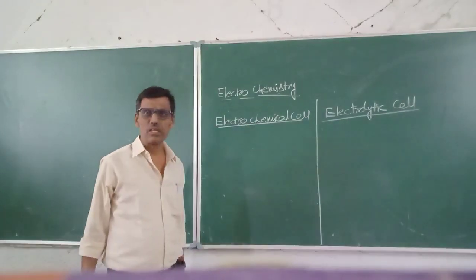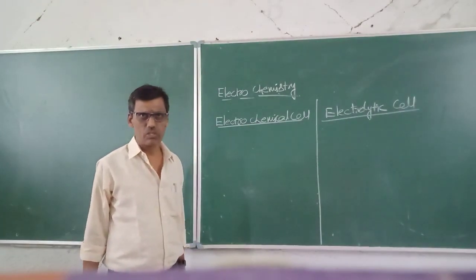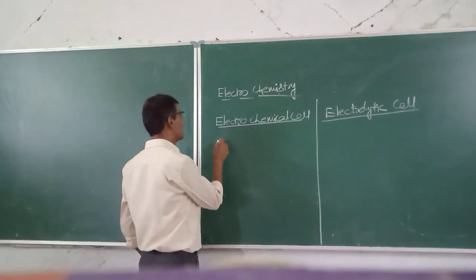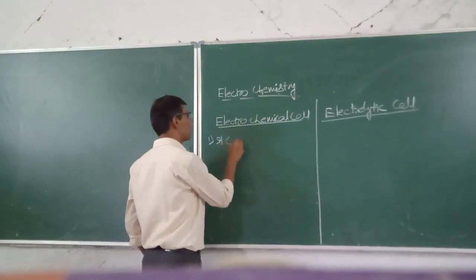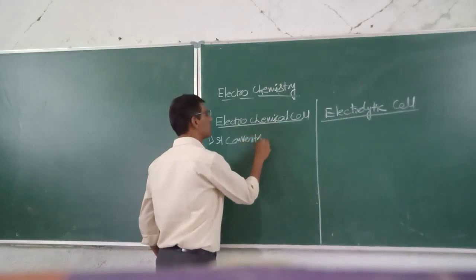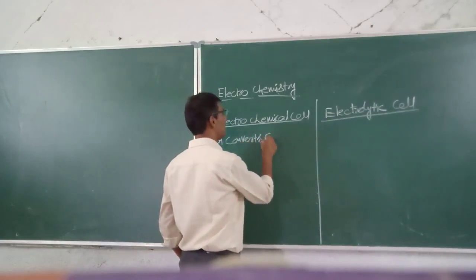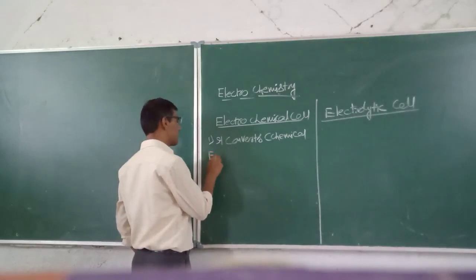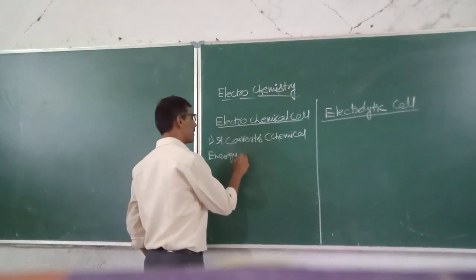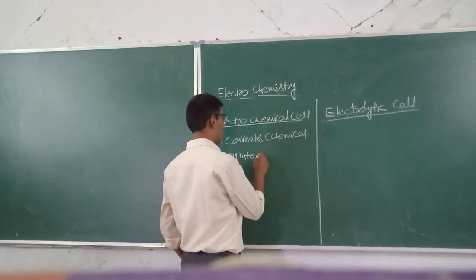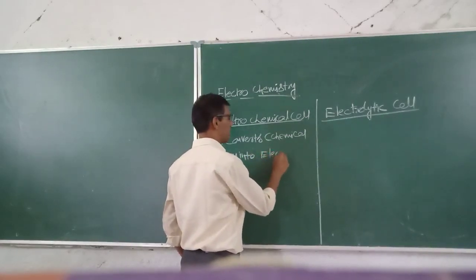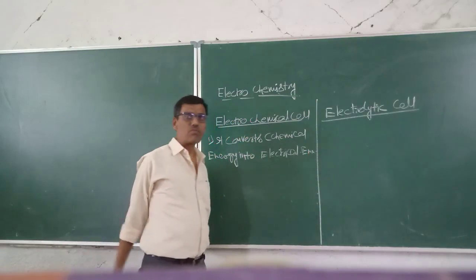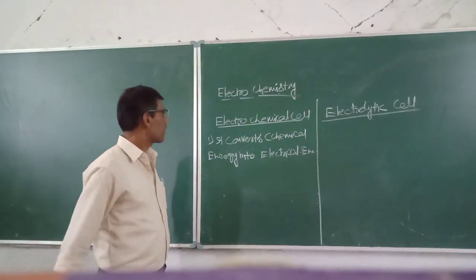Electrochemical cells are also called galvanic cells or voltaic cells. The major use of this electrochemical cell is that it converts chemical energy into electrical energy. That is the first main importance of the electrochemical cell.